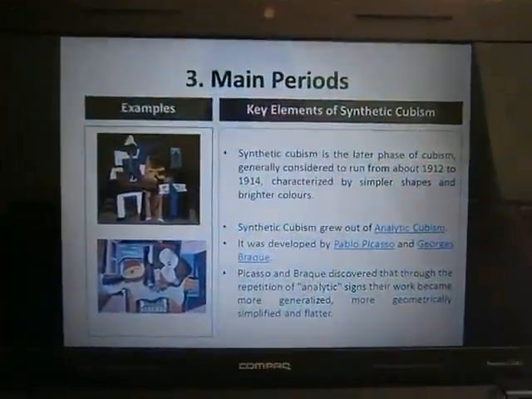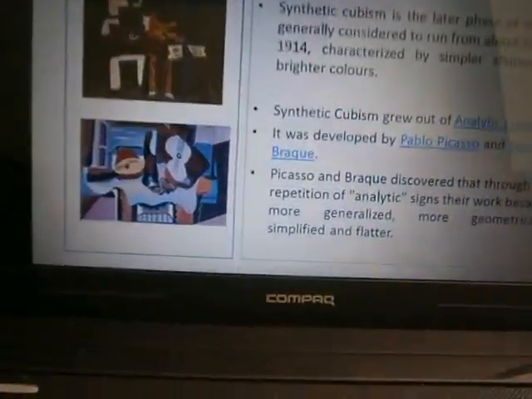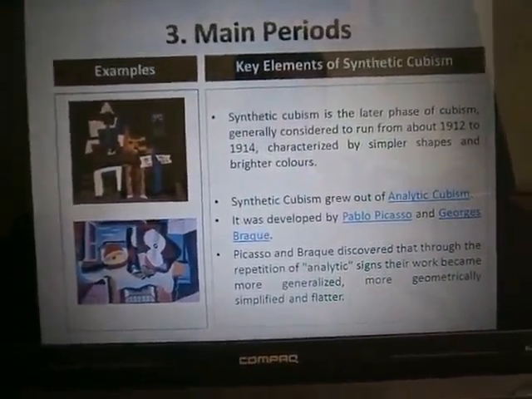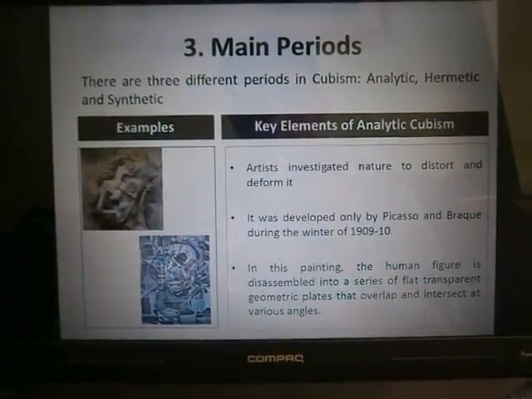There are three main periods in Cubism: analytic, hermetic, and synthetic. Key elements of analytic Cubism.